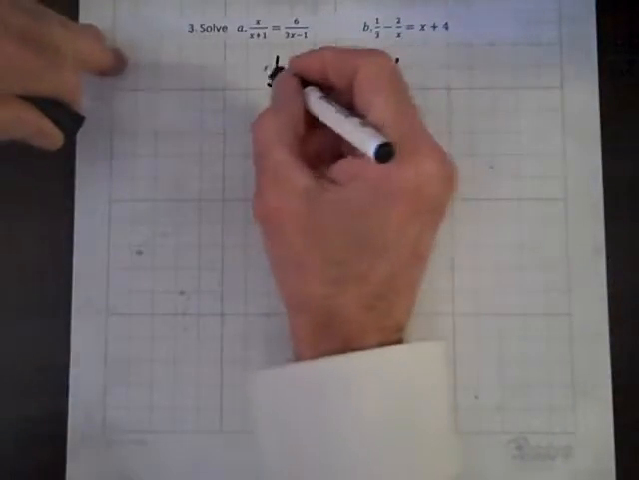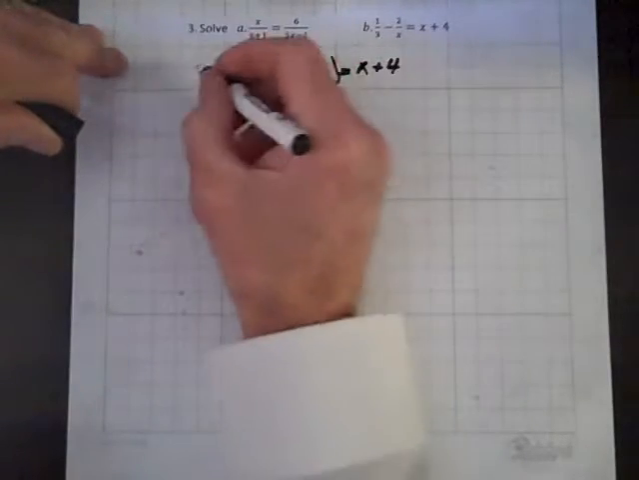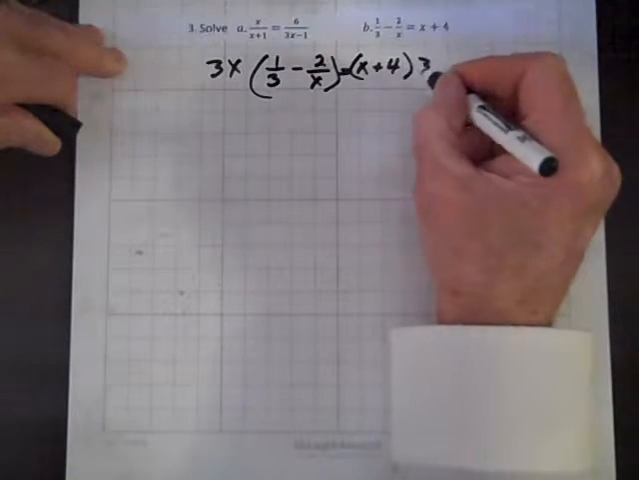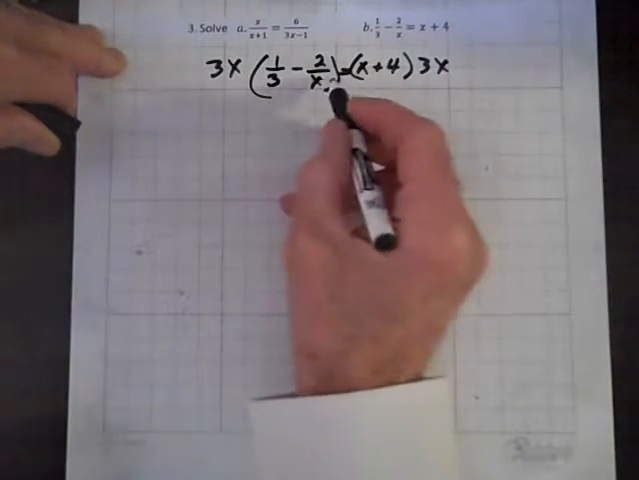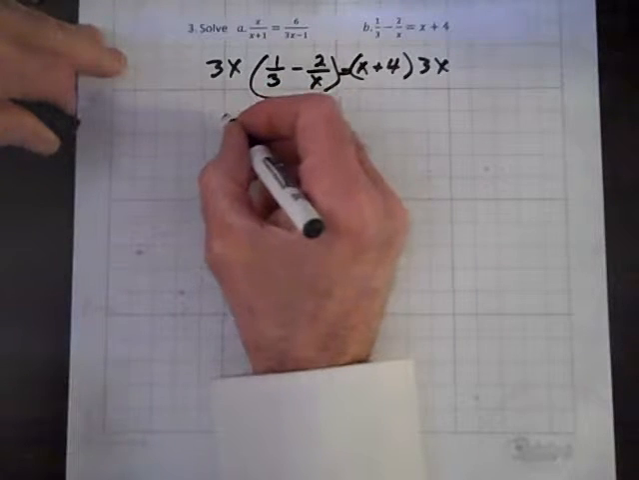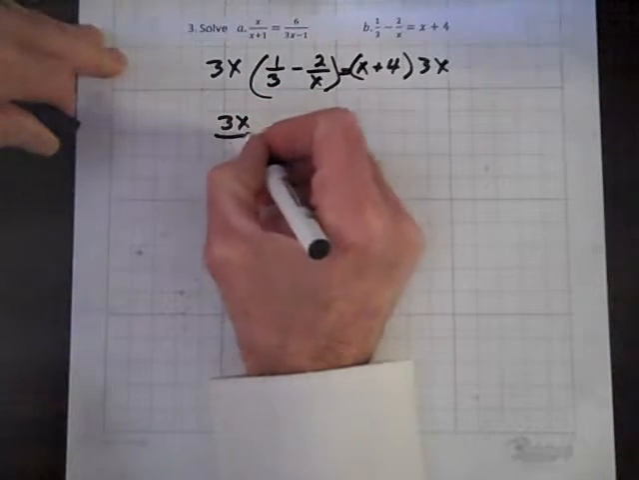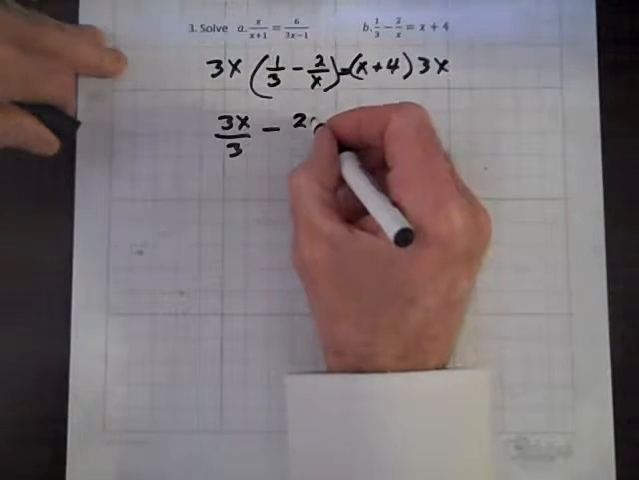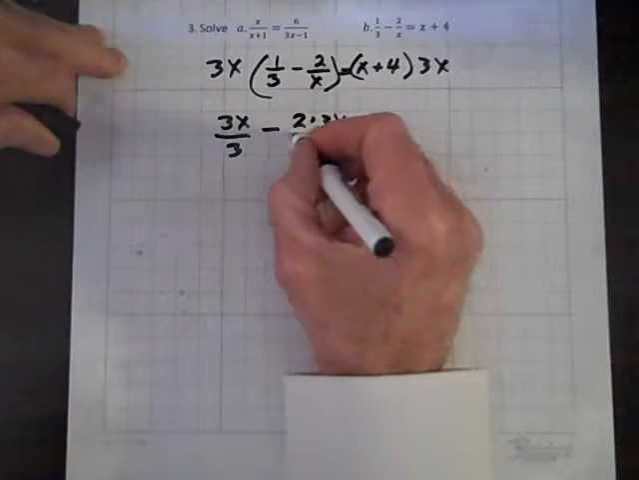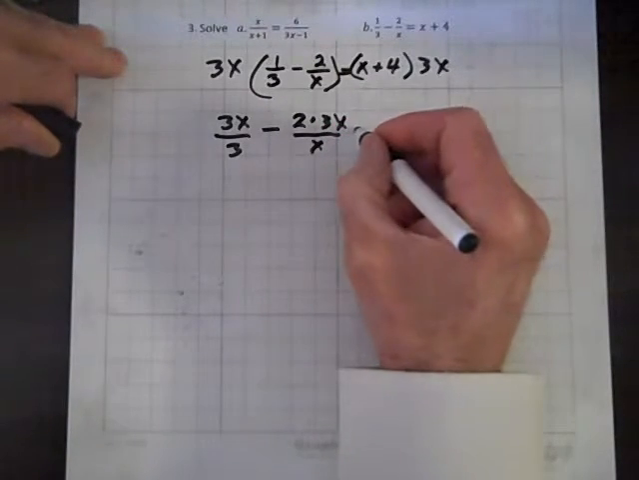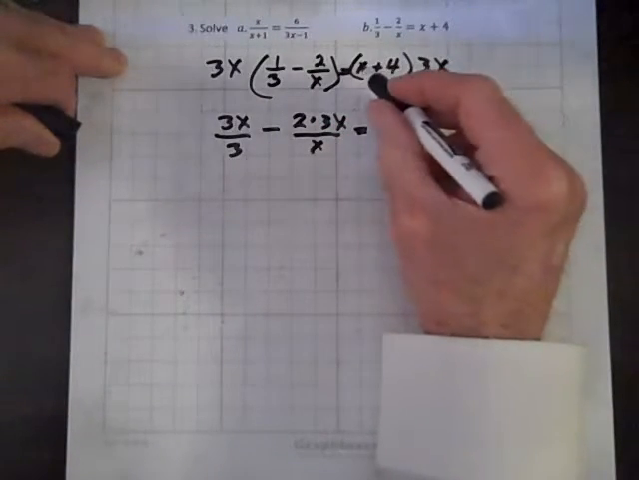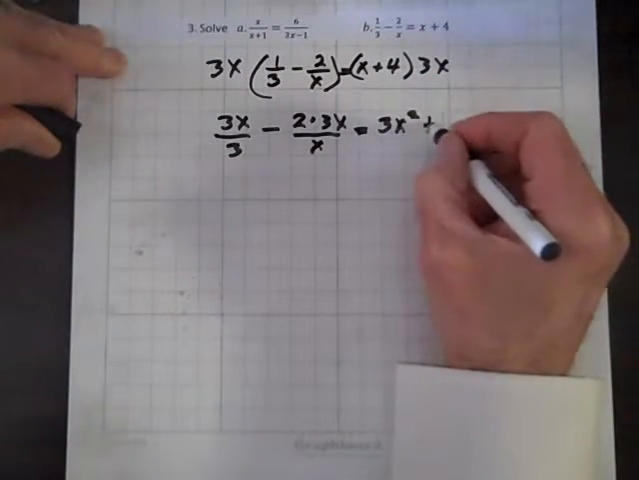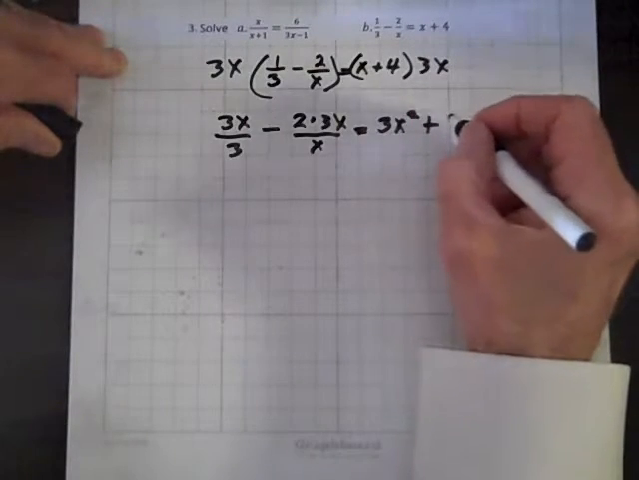So we'll multiply both sides by 3x and 3x. Now, when we multiply this side by 3x, we'll have 3x times 1 over 3 minus 2 times 3x over x, which equals, now 3x times x is 3x squared plus, and 3x times 4 is 12x.